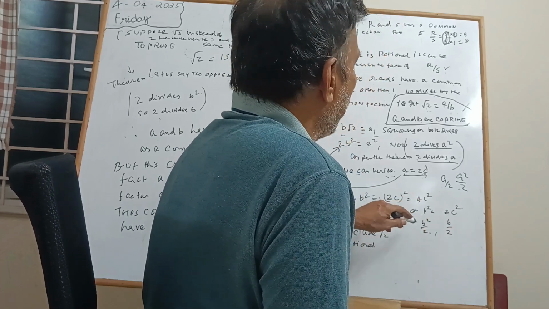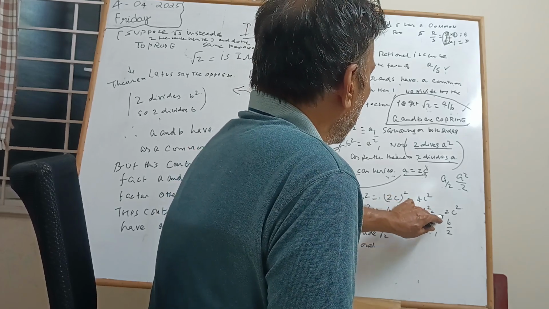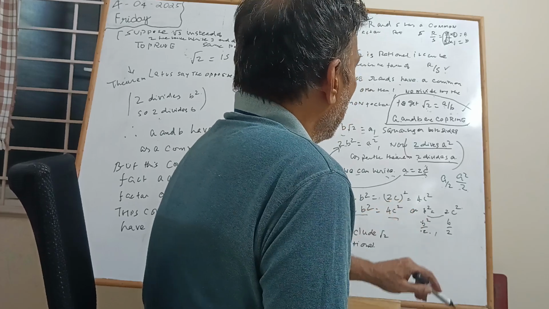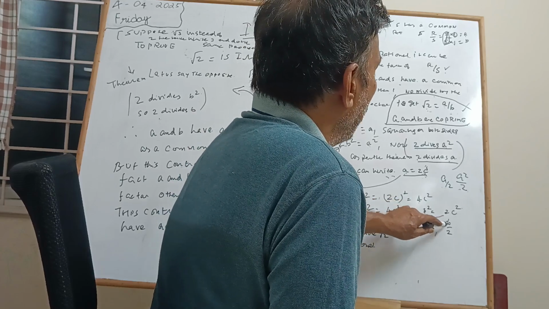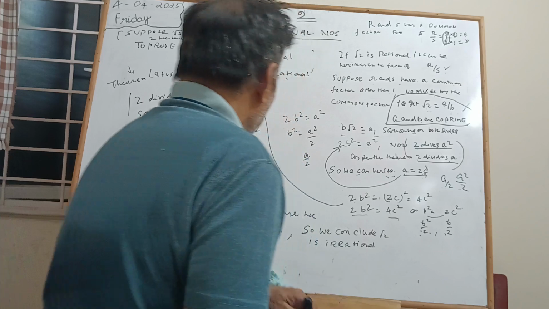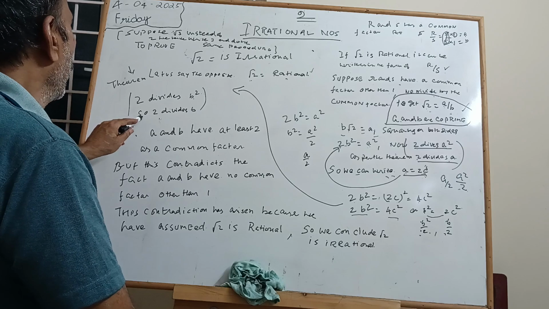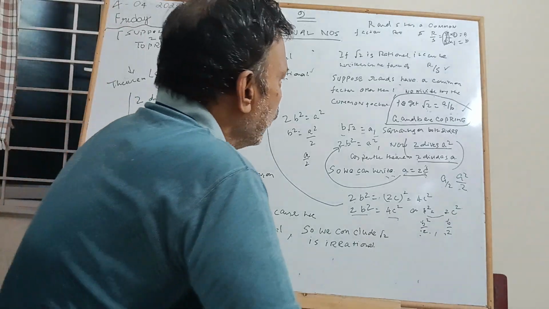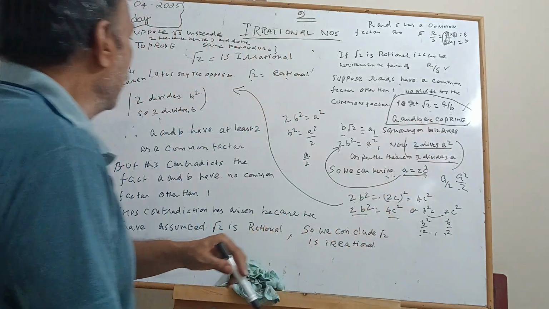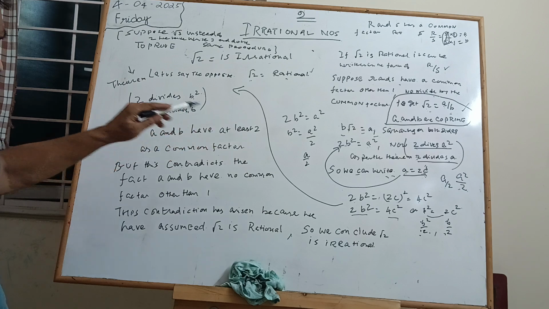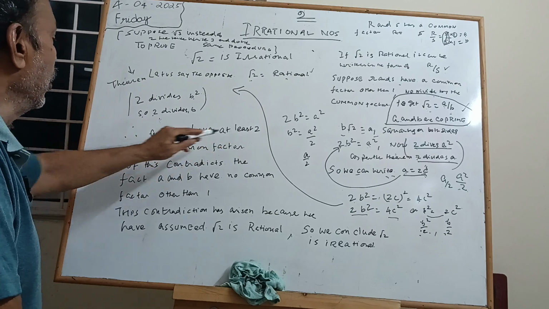Okay. Now again the same thing comes. This b squared can be divided by 2. As per the theorem, if b squared can be divided by 2, b can also be divided by 2. Okay. Now, we are coming here. See, 2 divides b squared, so 2 divides b. The same thing here: 2 divides a squared, so 2 divides a. So now, 2 divides both a and b. So, a and b have at least 2 as a common factor.